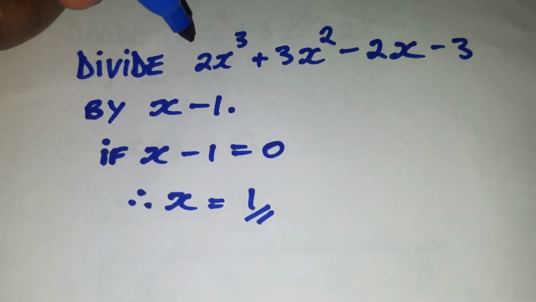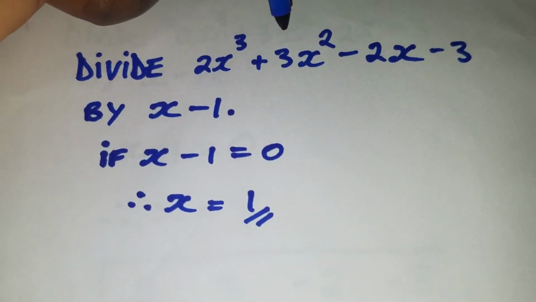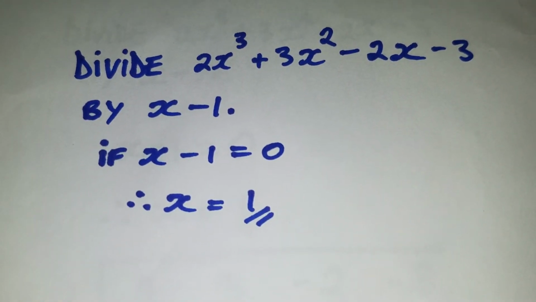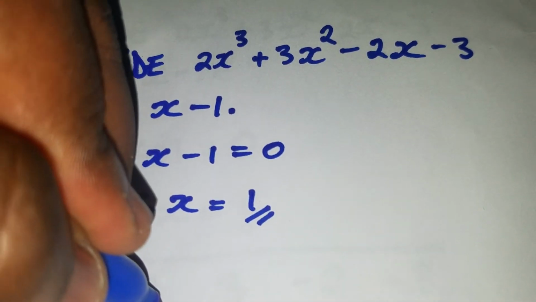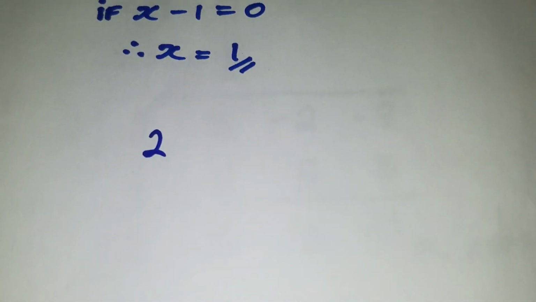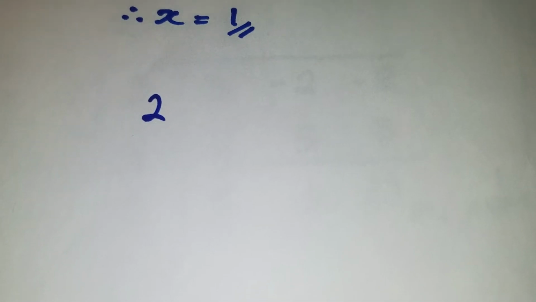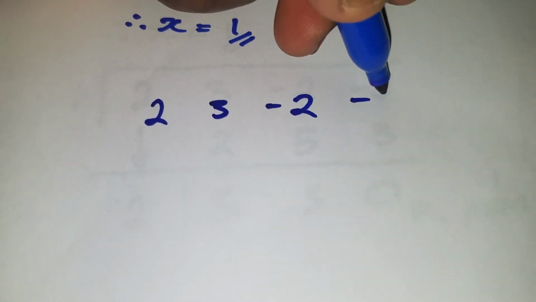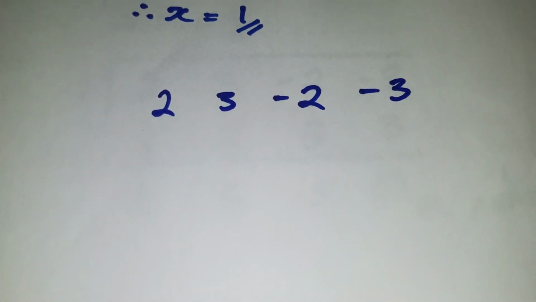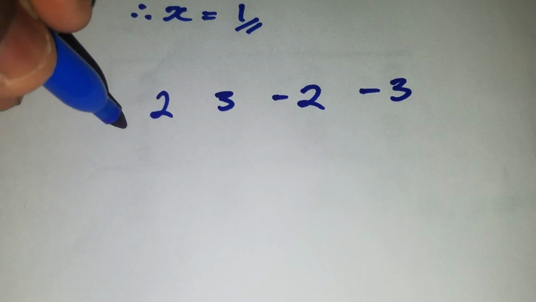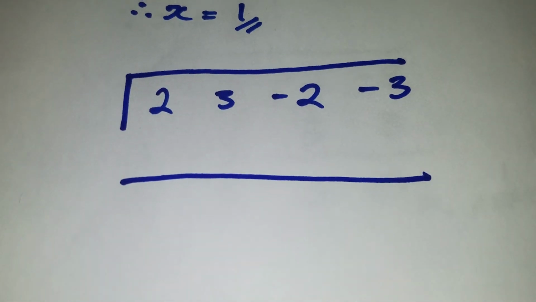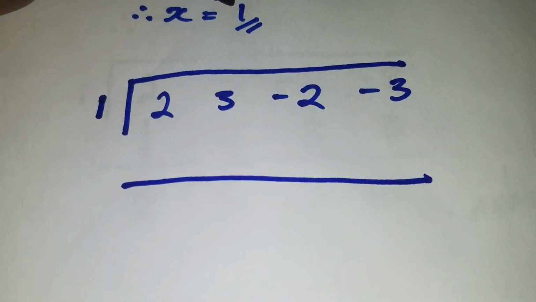Now what we're going to do next is look at all these coefficients: 2, 3, -2, and the constant -3. When we look at all of those, we are going to write them back as 2, +3, -2, and -3. Now looking at all these numbers, we're then going to make a little bar, a line here, and then we're going to put 1 right here. Same 1 from x equals 1 up here.